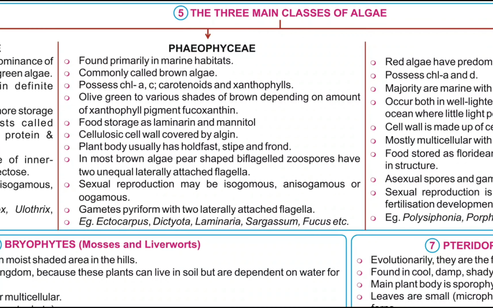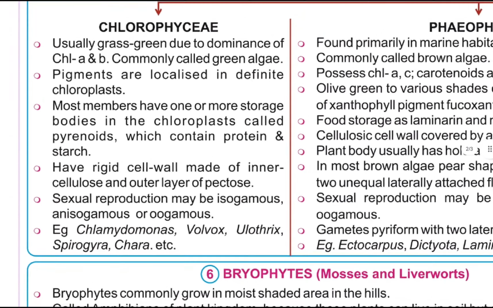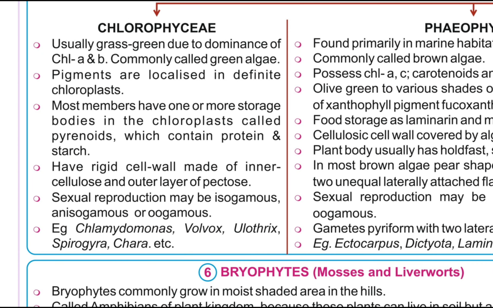The three main classes of algae. Chlorophyceae, usually grass green due to dominance of chlorophyll a and b, commonly called green algae. Pigments are localized in definite chloroplasts. Most members have one or more storage bodies in the chloroplast called pyrenoids, which contain protein and starch. They have a rigid cell wall made of inner cellulose and outer layer of pectose. Sexual reproduction may be isogamous, anisogamous or oogamous. Examples: Chlamydomonas, Volvox, Ulothrix, Spirogyra, Chara, etc.